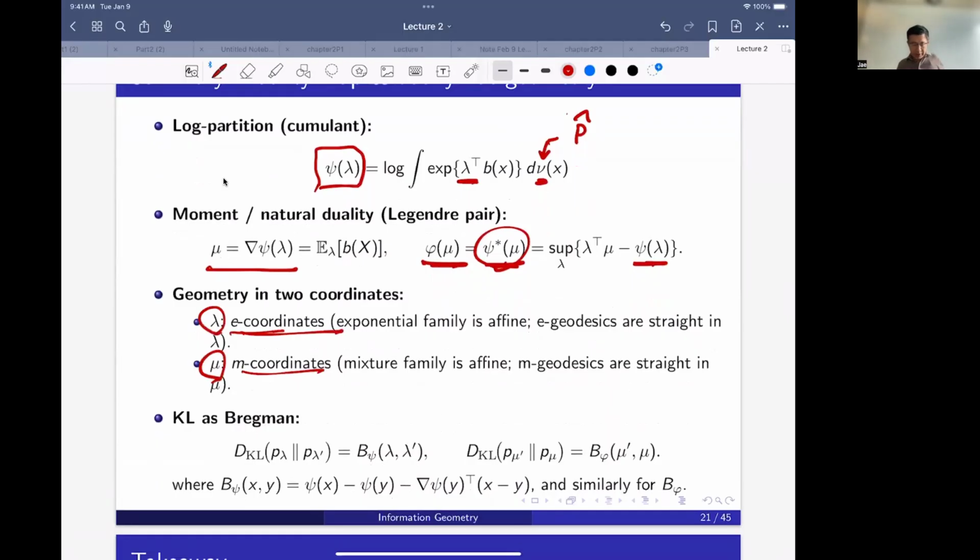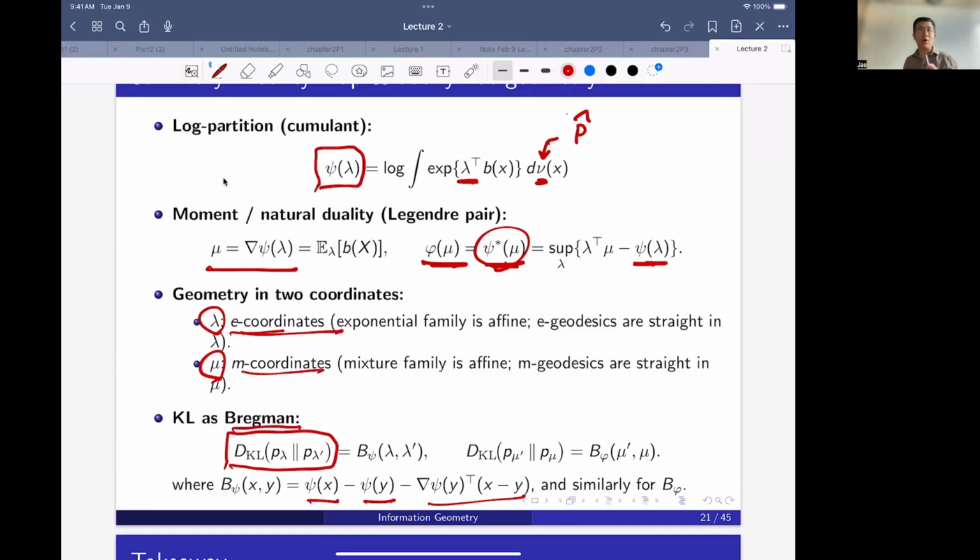It turns out that you can write this Kullback-Leibler function as a function of your potential functions. If you do that, this is actually a Bregman divergence, which we'll cover next week. I mean, next class.